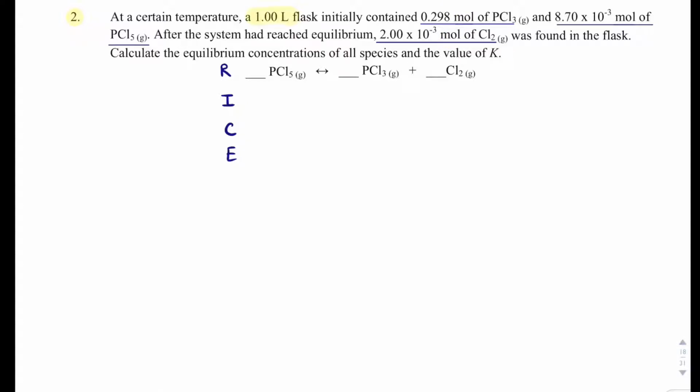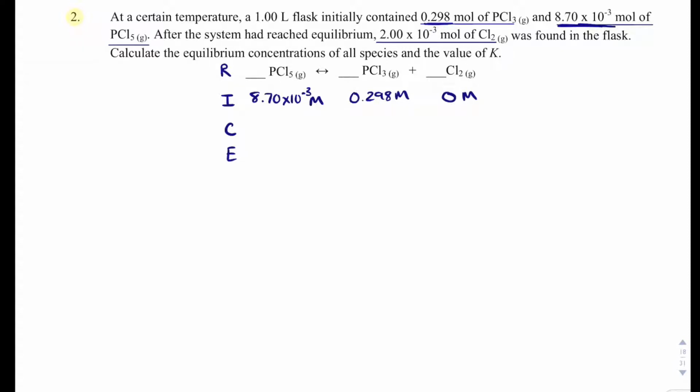However, we only have 1 liter of solution, or of our container. And so I can actually divide the moles by liters, or divide by one, to get molarity. So our moles are actually molarity here. And I'm going to plug in my initial. I am given 8.70 times 10 to the negative 3 moles of PCl5 divided by 1 liter, which will be 8.7 times 10 to the negative third molarity of that. I'm given 0.298 molarity of PCl3. And they don't mention anything about Cl2 to begin with, and so I think it's reasonable to call that 0 molarity.